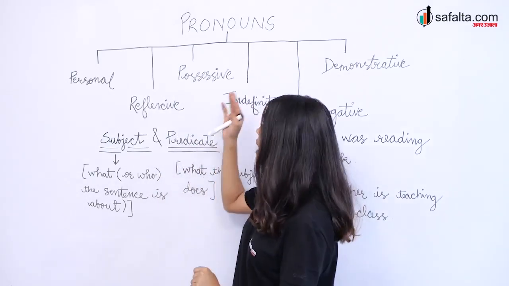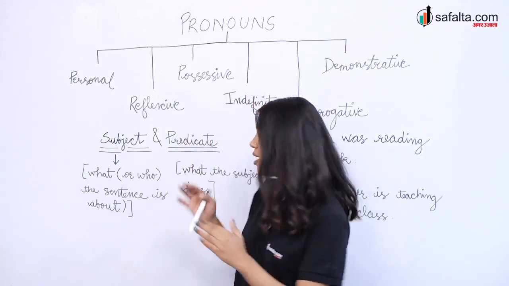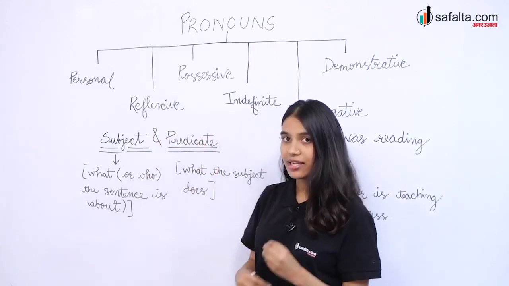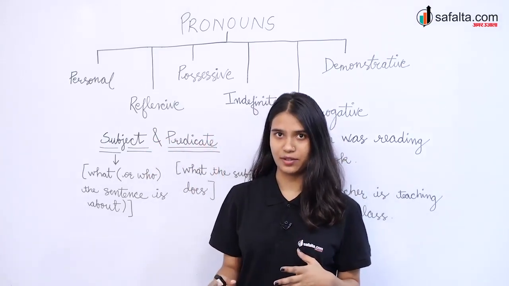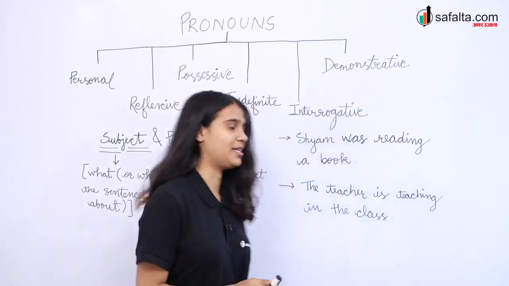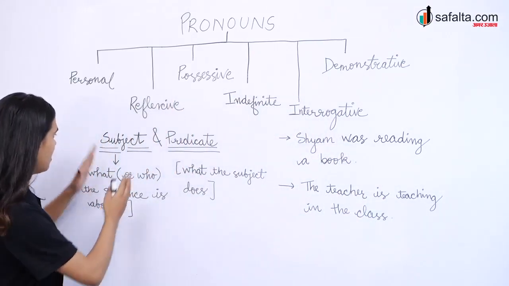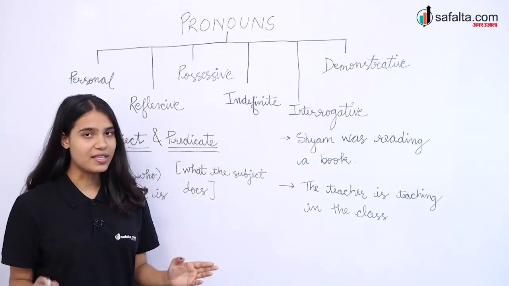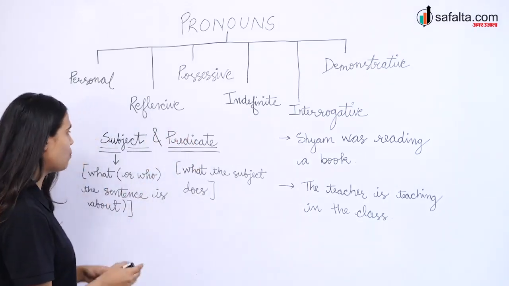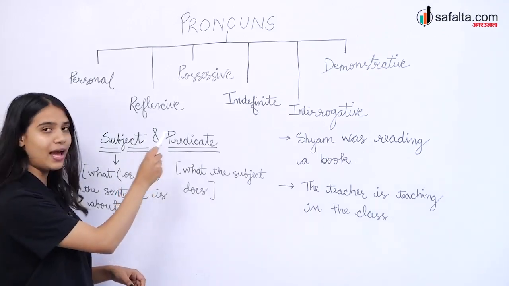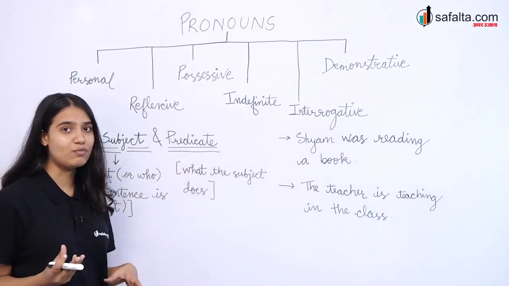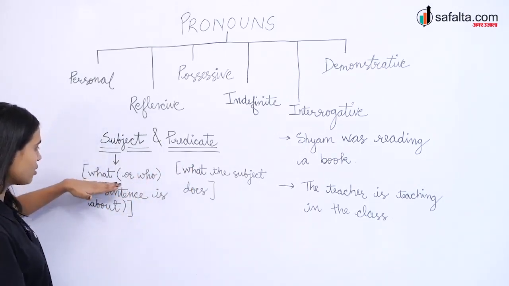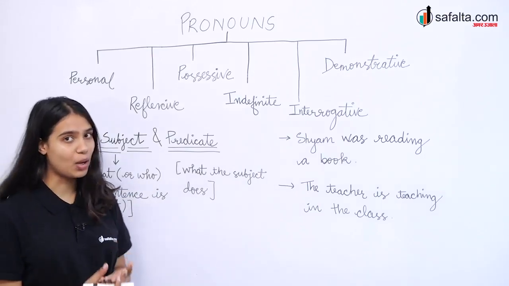Before understanding pronouns, I want you to understand the difference between subject and predicate, and the meaning of subject and predicate in the first place. It's very easy. In English, every complete sentence has two parts, and the two parts are subject and predicate. Now, what is subject and what is predicate? Subject means what or who the sentence is about.